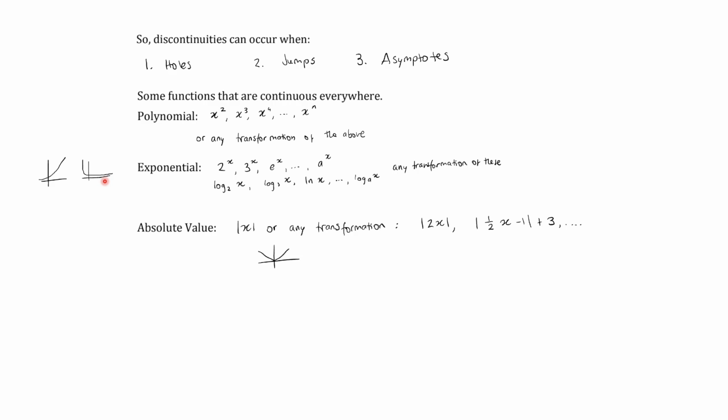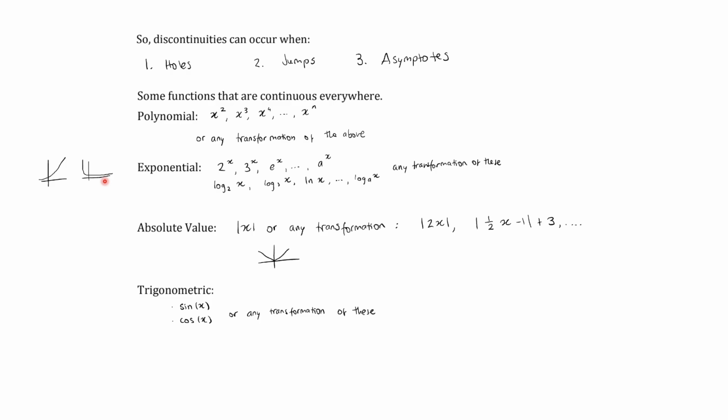And then finally, the last type of function that is also continuous everywhere is trigonometric functions, right? In particular, sine of x and cos of x. Tan of x, no. Cosecant and the secant also, and the cotangent also no. But sine and cosine, yes. And again, any transformation of these as well. These are always continuous, okay?